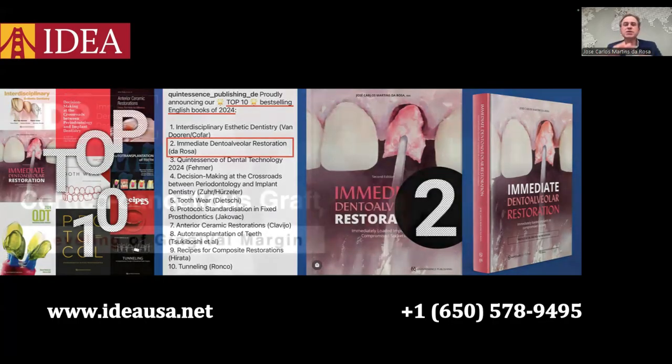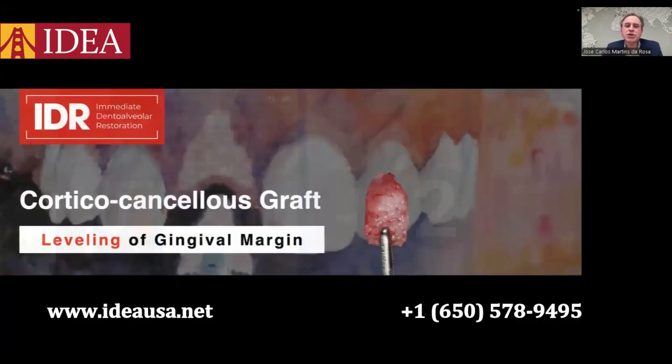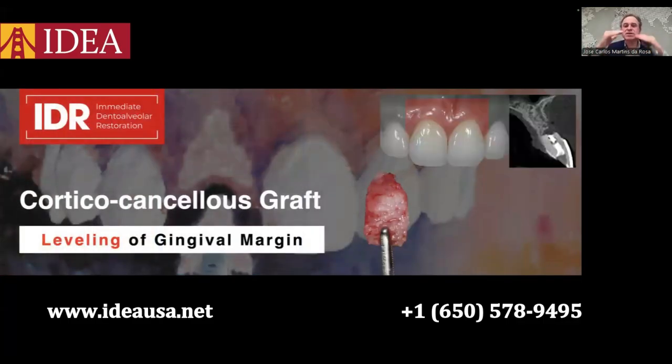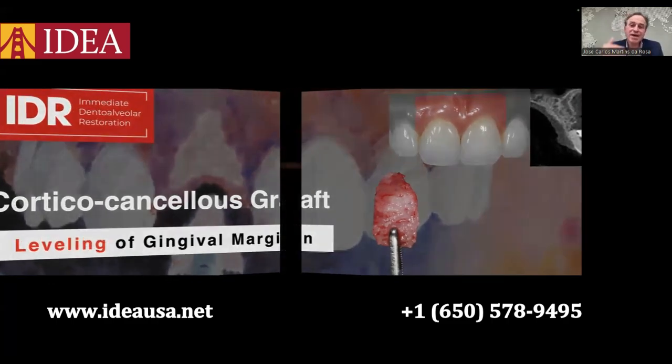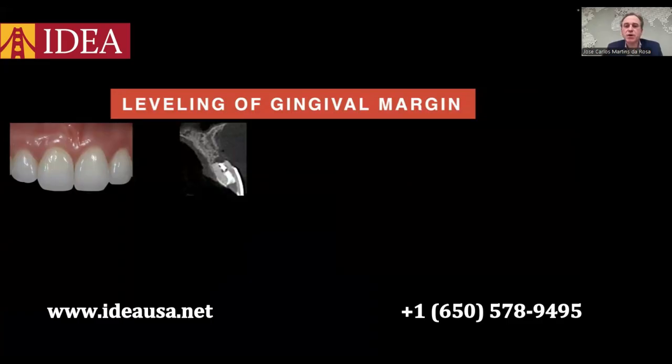So let's focus a little bit on the clinical application, and let's start talking about cases that present the same level of the gingival margin, making a comparison with the opposite side, using a corticocancellous block graft harvested from the donor side, the maxillary tuberosity area.